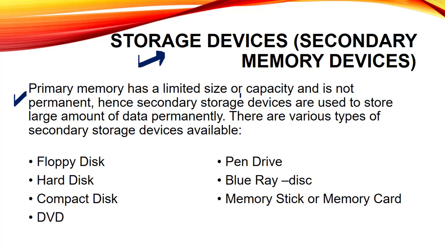Primary memory has a limited size or capacity and is not permanent. Hence, secondary memory devices are used to store large amounts of data permanently. There are various types of secondary storage devices. These are floppy disk, hard disk, CD, DVD, pen drive, Blu-ray disc, and memory stick or memory cards. Now one by one we have to discuss all these storage devices.